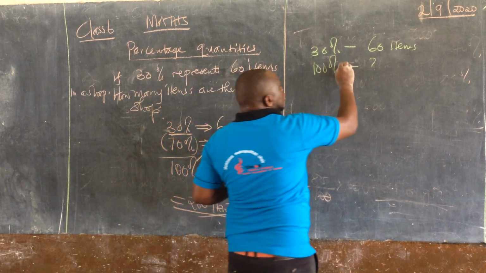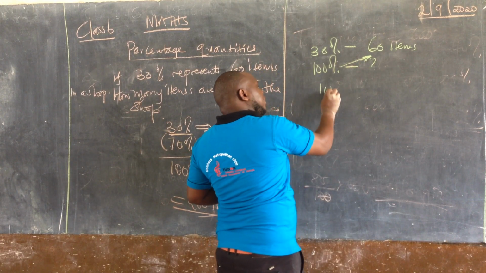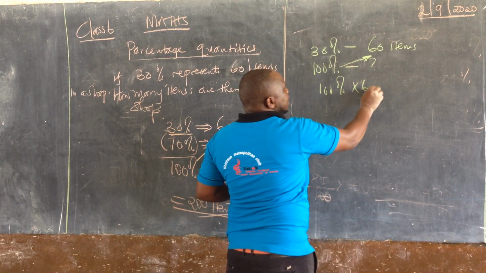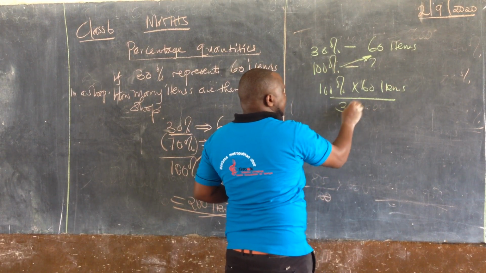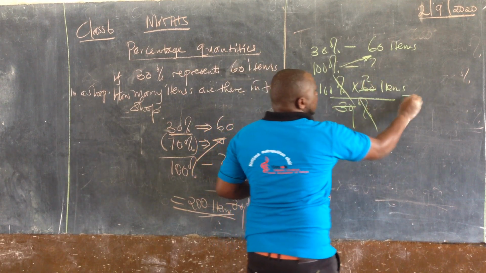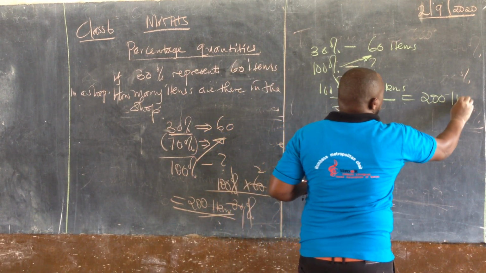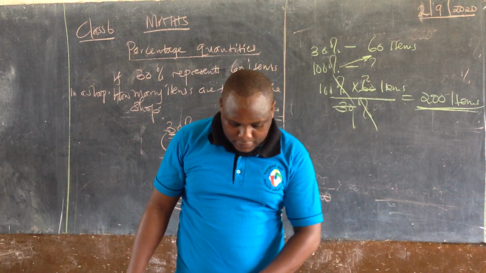And so this one is to follow with the number above the question mark. And so 100% times 60 items over this percentage here, 30%. And so this and this will cancel by that 2. And this is going to give you 200 items. And there you get your answer and you get your two marks.